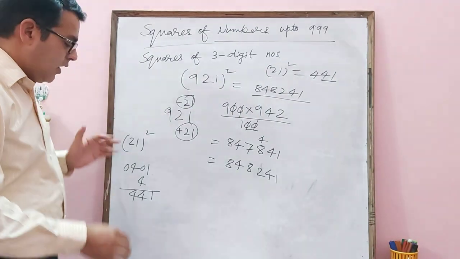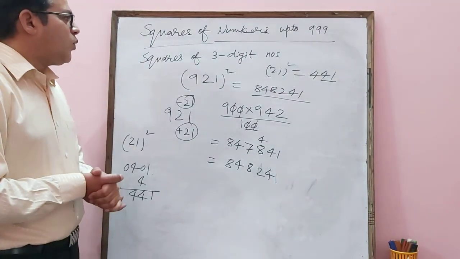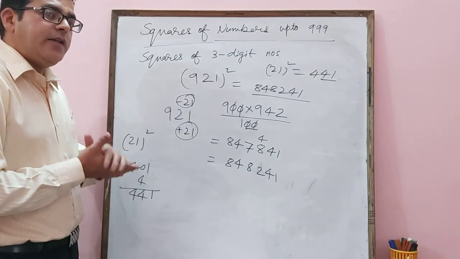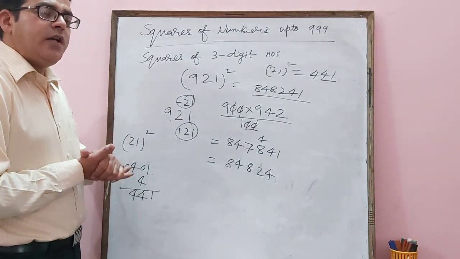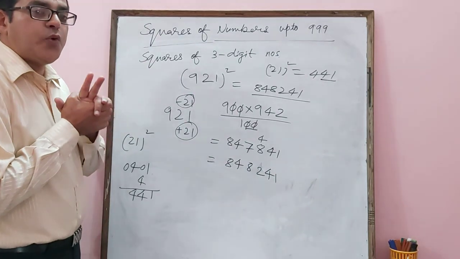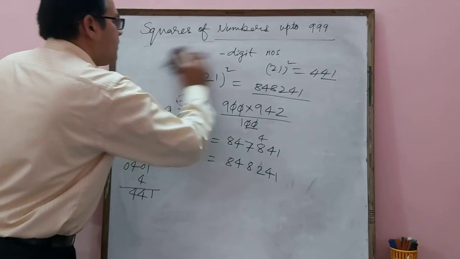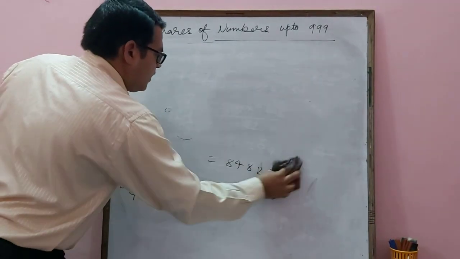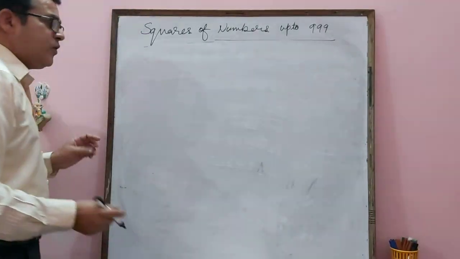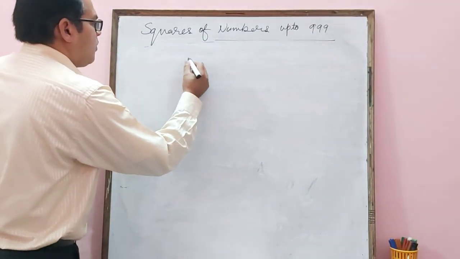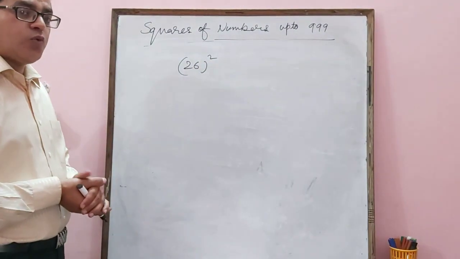Hope you understand. Now, the second method that we use to find the square of a 3-digit number is a universal method, and we can also use it to find the square of any 2-digit number. Let's check how we can use it on a 2-digit number. I want to find the square of 26.